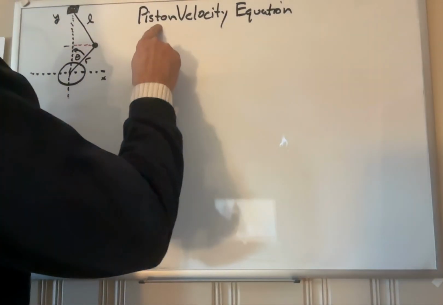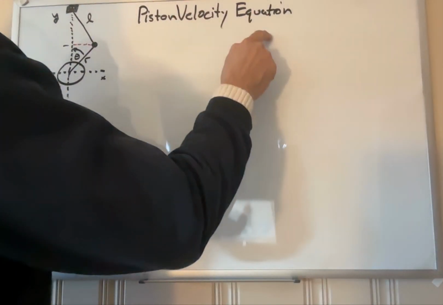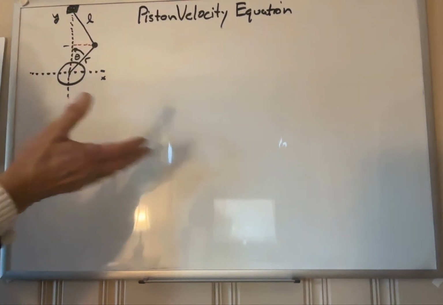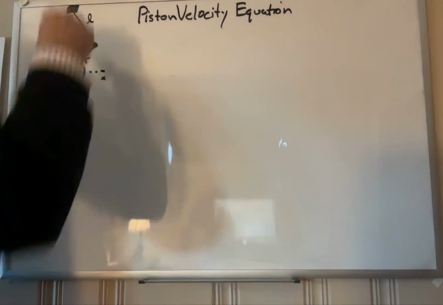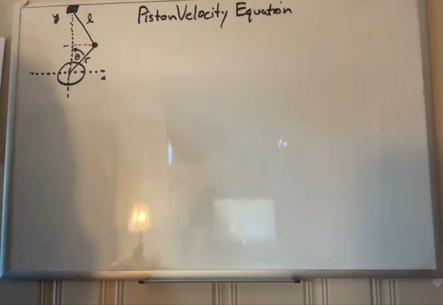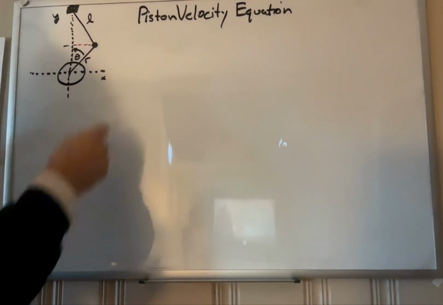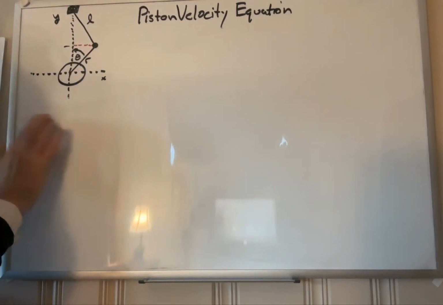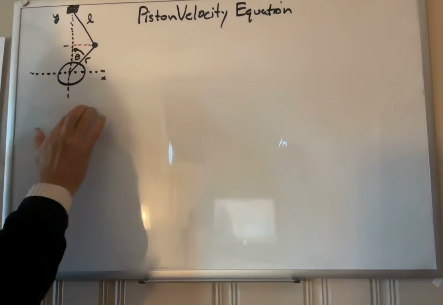Let's look at a position velocity equation. Let's try to find an equation for piston velocity. So a piston is inside of a cylinder, and that piston will go up and down inside that cylinder at a particular velocity at a particular RPM or RPS, revolutions per second or revolutions per minute, whichever way you want to use it.